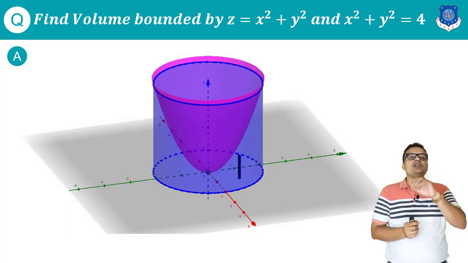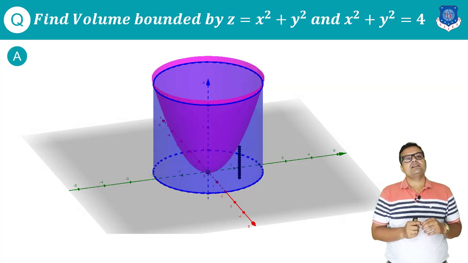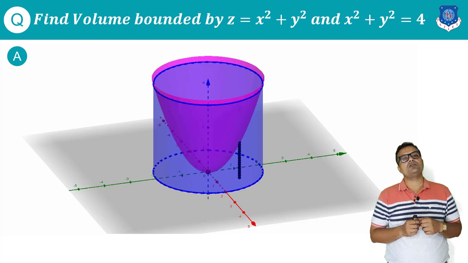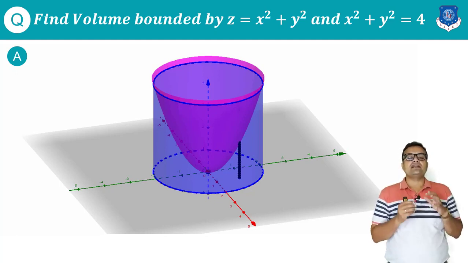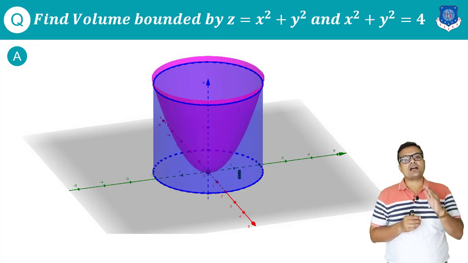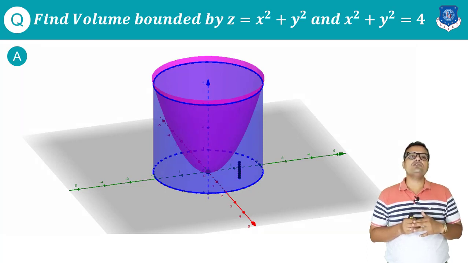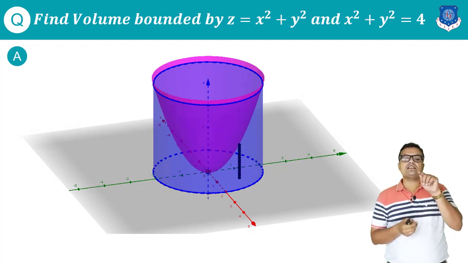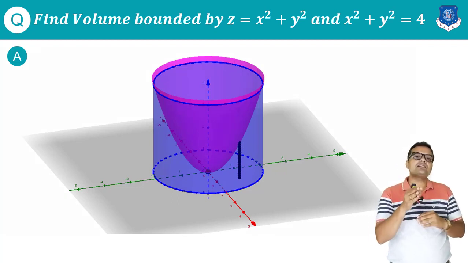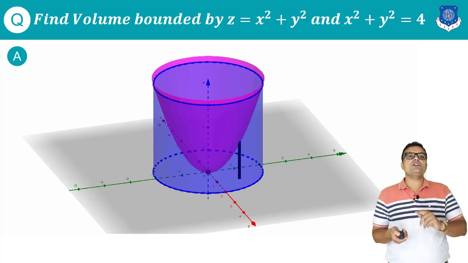And if you look carefully, your object is on the xy plane, up to x square plus y square equal to 4, and up to x square plus y square equal to z. The cut will start from z equal to 0 and it will end on z equal to x square plus y square. So this cut is happening inside the solid. Now coming to the next part.